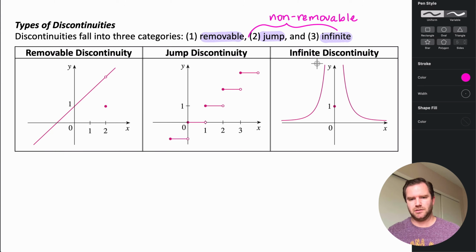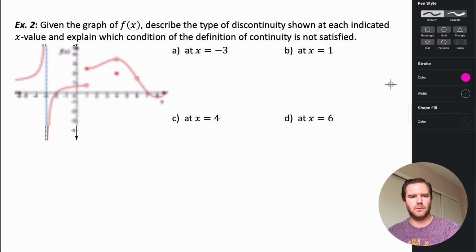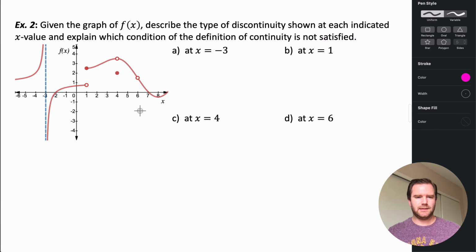Okay, so let's take a look at this example and describe the type of discontinuity that is shown, and then explain which condition of the definition of continuity is not being satisfied.